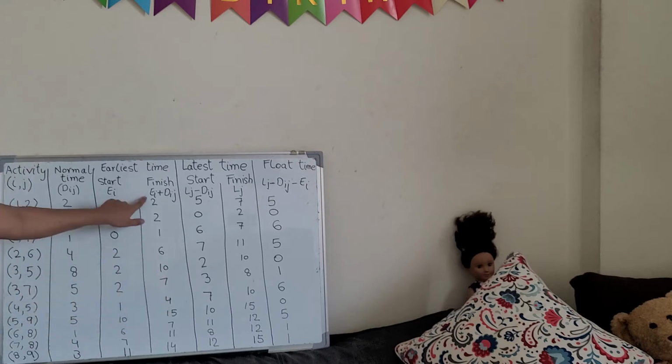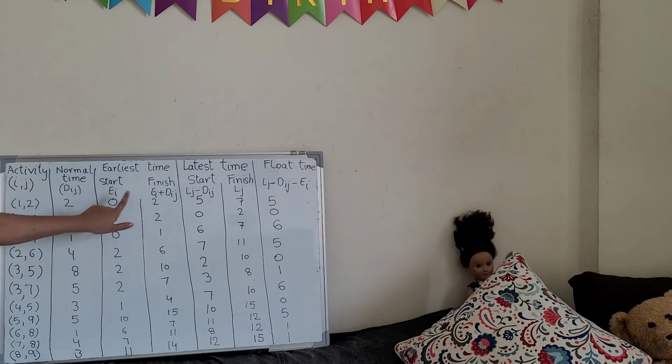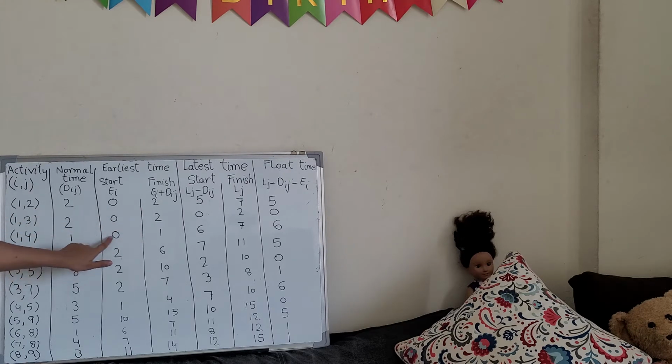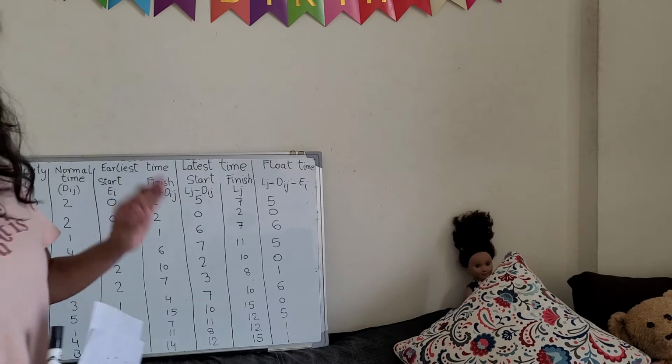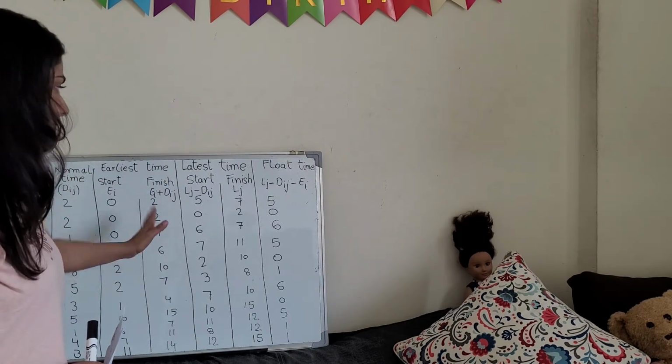Earliest finish time will be EI plus DIJ. EI means this one and DIJ this column. So 0 plus 2, 2 and 2 plus 0, 2, 1 plus 0, 1. 4 plus 2, 6. We will add these two columns. Okay. 8 plus 2, 10. 5 plus 2, 7. 3 plus 1, 4. 5 plus 10, 15. 1 plus 6, 7. 4 plus 7, 11. 3 plus 11, 14. So, earliest time we have done for start and finish column.